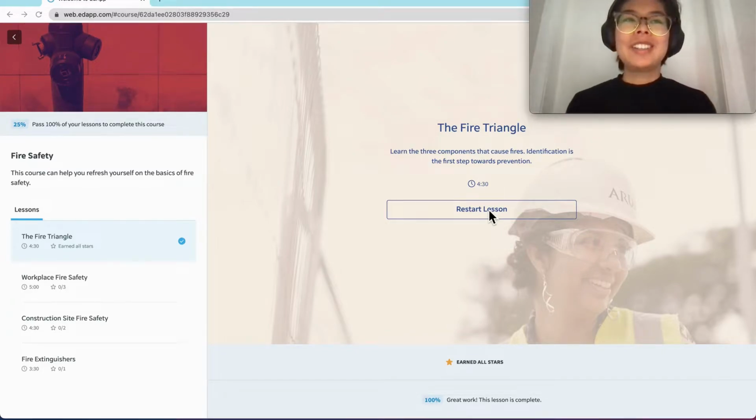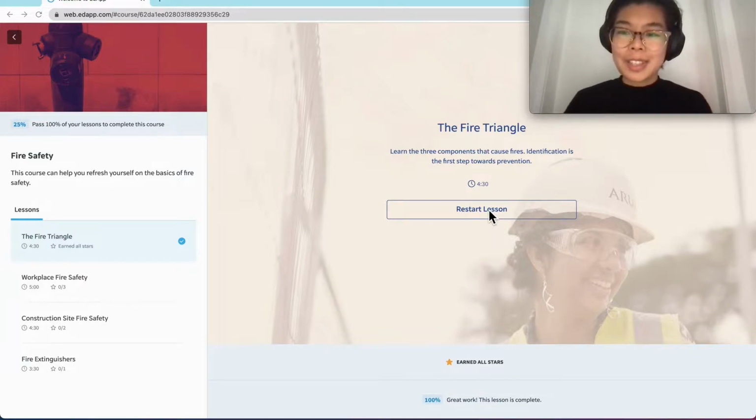In this course, you'll learn about the basics of fire safety and prevention. You'll be familiarized with the fire triangle to help prevent and identify factors that may cause fires before they happen, the proper usage of fire extinguishers, and what to do when a fire breaks out.